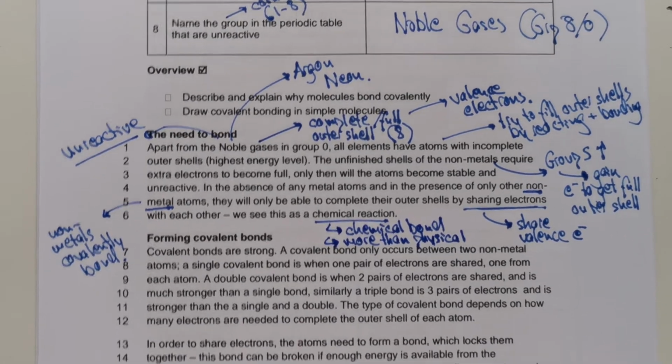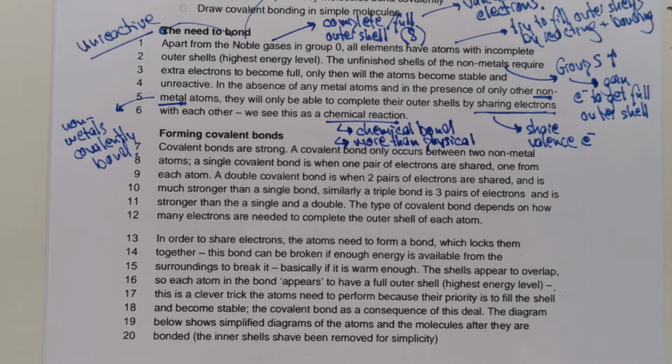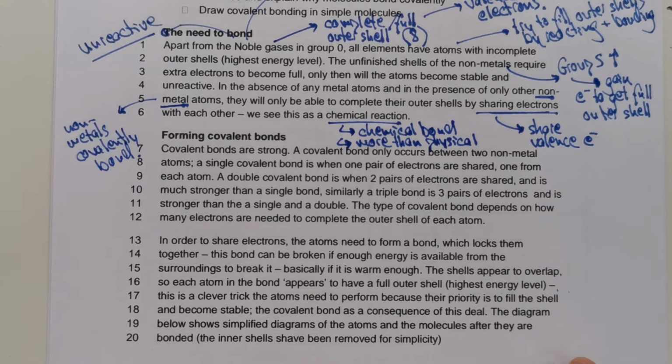And if we move on to the next section, forming covalent bonds. So now we know what a covalent bond is and what it's between. We need to know a little bit more about the attributes of it. So let's read through this first paragraph. Covalent bonds are strong. A covalent bond only occurs between 2 non-metal atoms.